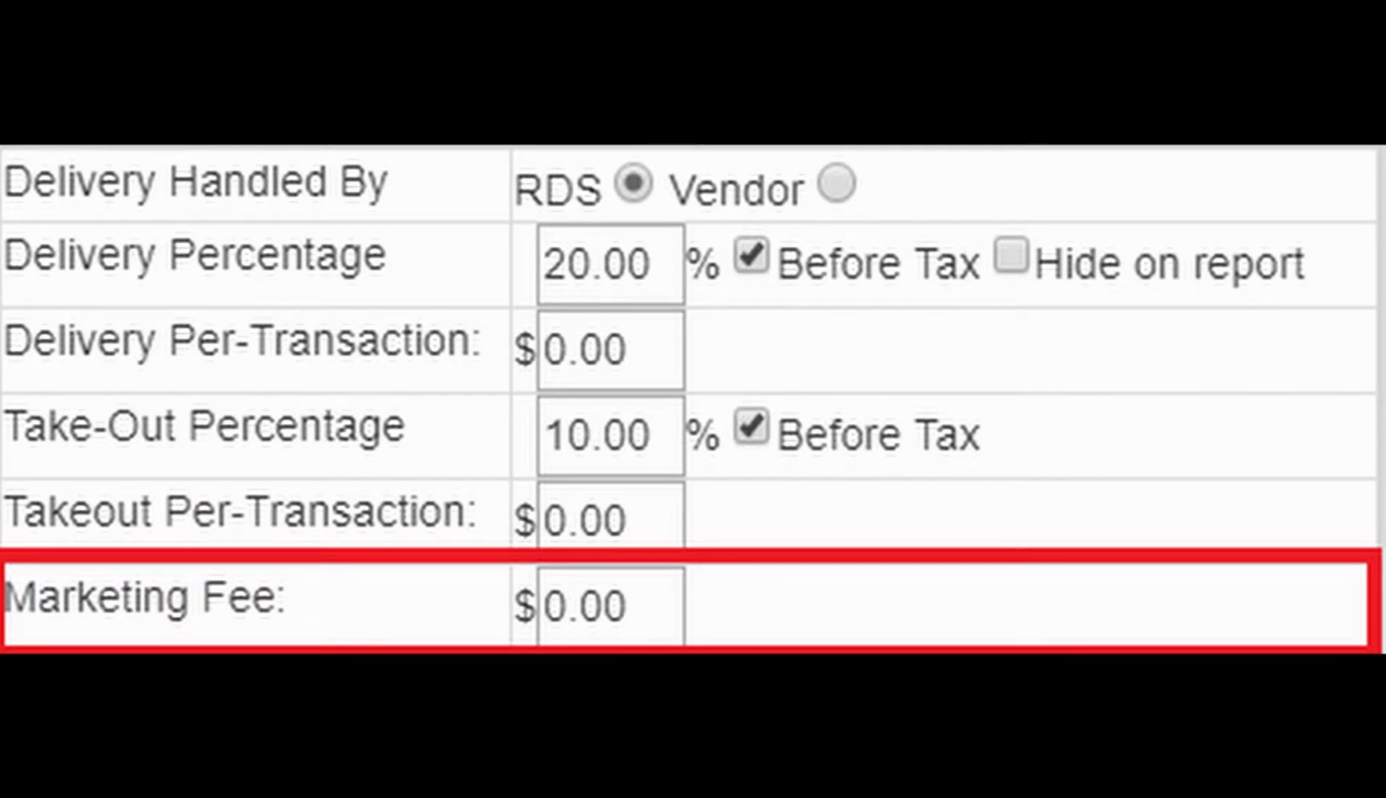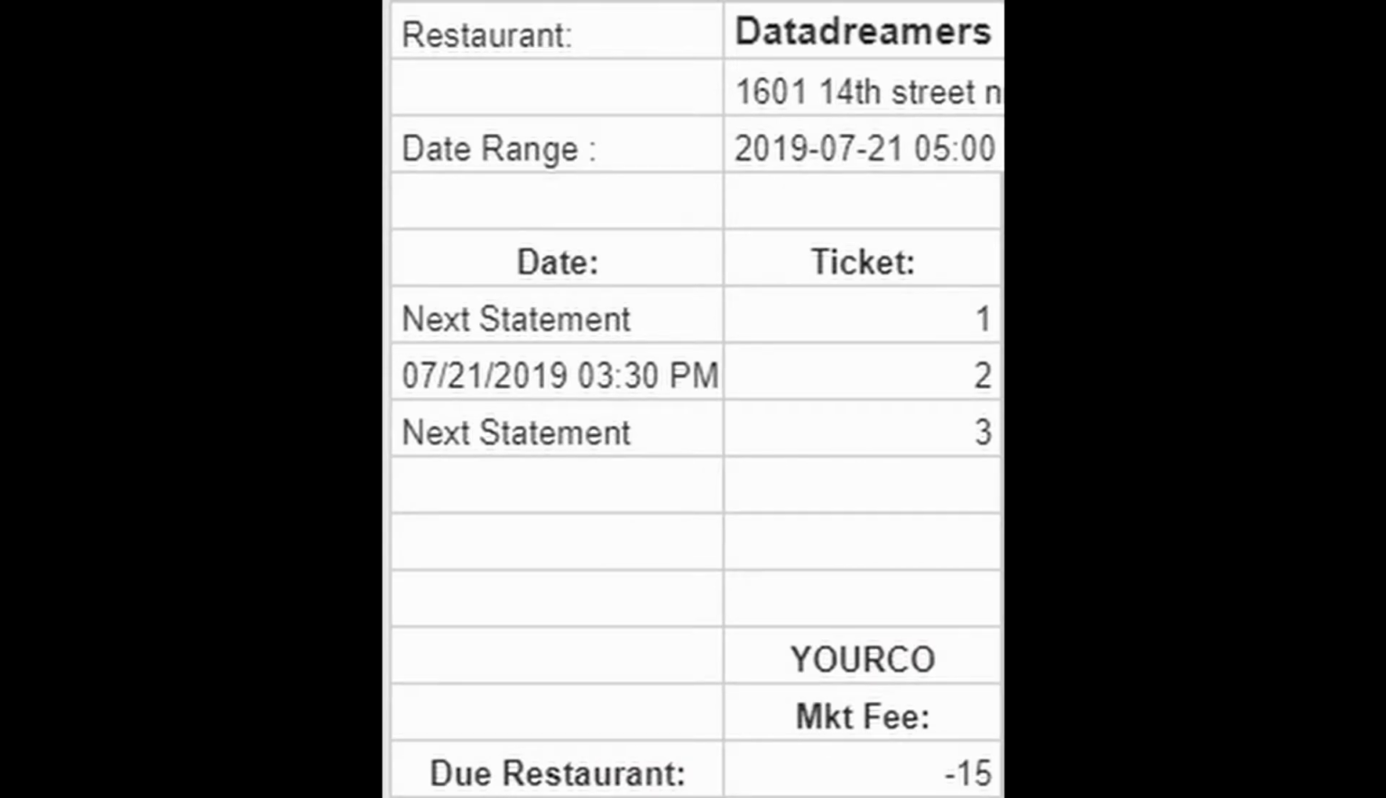Marketing fee is something that is going to appear on every restaurant report that you run. So if you pay your restaurants every Friday and you're looking to charge them $1 a day to be on your service, you can input there a $7 marketing fee. But you do have to keep in mind that if they ask you for any extra reports, like monthly, it will show an odd $7 fee in there because it does show up on every single report run.